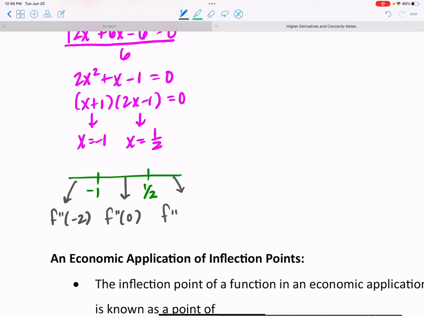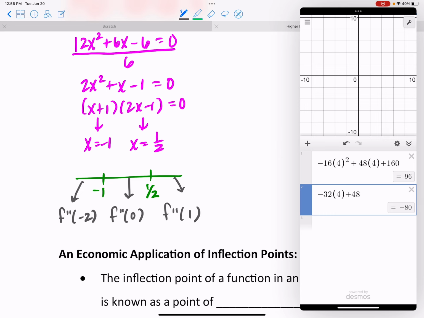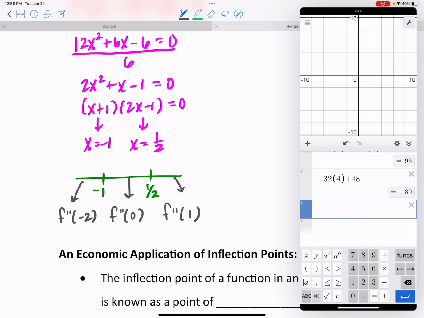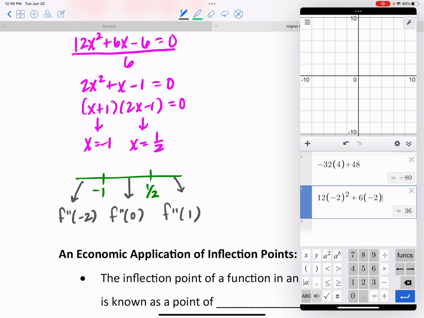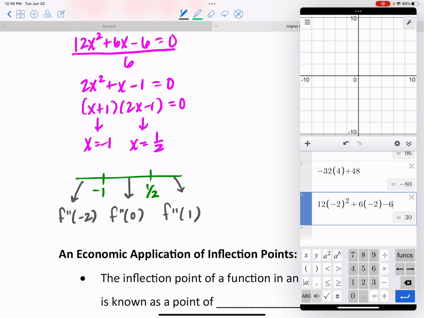And I'm going to find my second derivative at a positive 1. And those test values are going to tell me whether my graph is concave up or concave down in those places. So my second derivative was 12x squared plus 6x minus 6. When I input -2, I get a 30, which means that's a positive value here. That tells me that this section of graph is concave up.